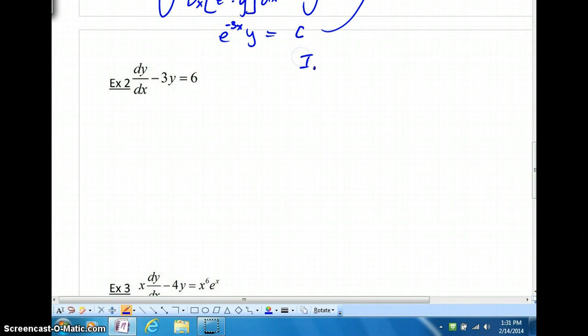But guess what? It's in standard form. Guess what our integrating factor is? e to the negative 3x. It's the same integrating factor. Why? Because we're essentially saying the integrating factor is e to the integral of negative 3 dx. Wow. How about that? Multiply everything by e to the negative 3x.